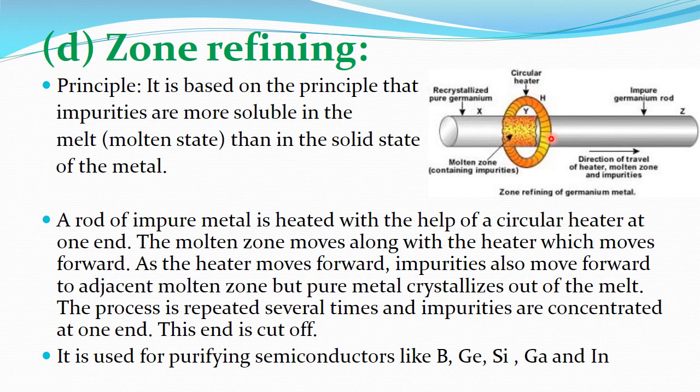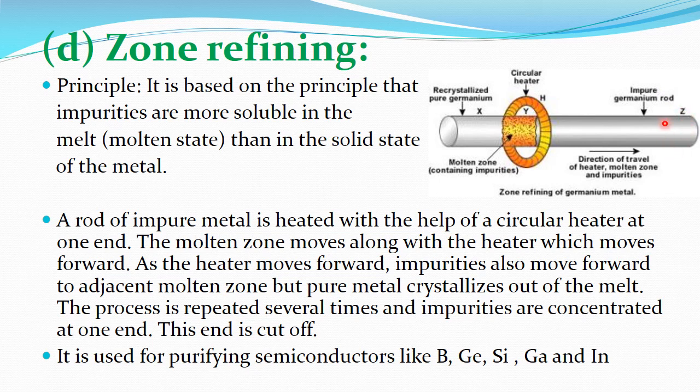And after this, from the point Y, move the circular heater again forward to the next point. And what happened to the next point? That point becomes melted. And impurity from Y will move to this point. And during that time, other areas like X, Y, and other areas become solid. Like this, move the heater from left to right and up to the point Z.